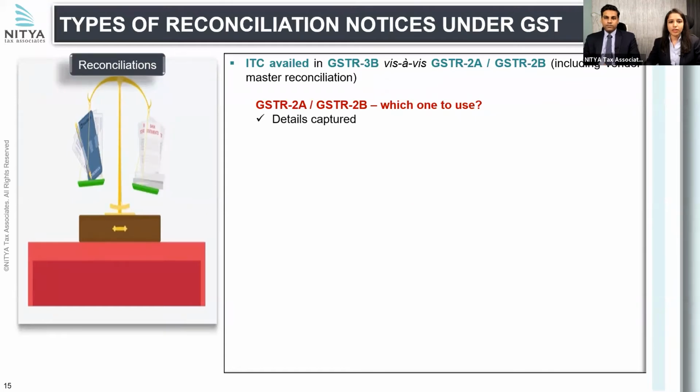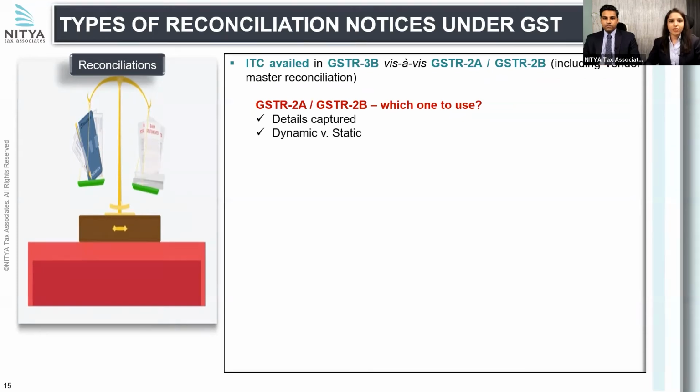The very important thin line between 2A and 2B is the details captured. If we carefully look at the formats of 2A and 2B, the details captured in 2A are more on the invoice-wise disclosure of the invoices reported by vendor in GSTR 1. However, GSTR 2B also provides details of ITC. There's an ITC statement provided as an auto-populated table. Therefore, we get the invoice-wise details, and in addition, we get the ITC statement of eligible and ineligible ITC in 2B.